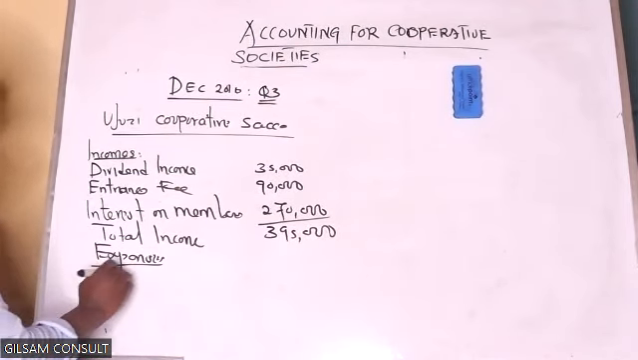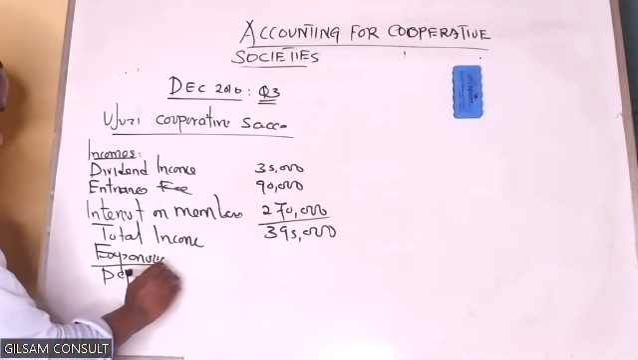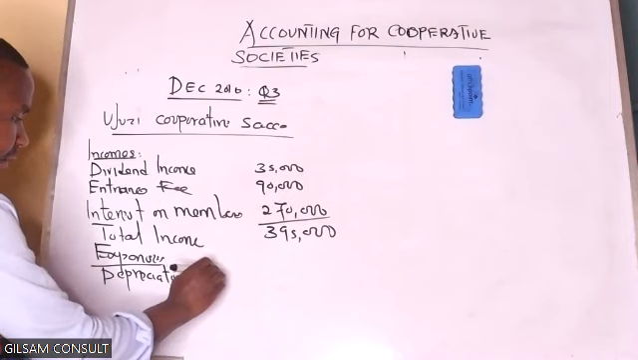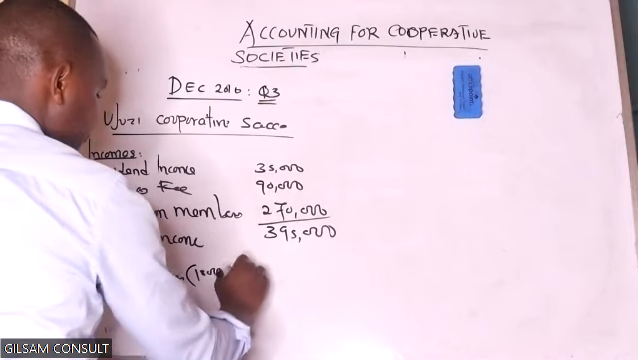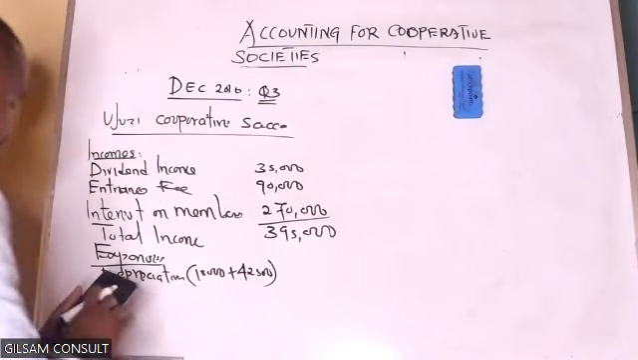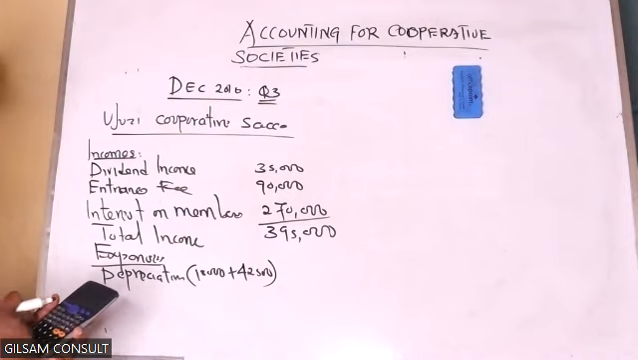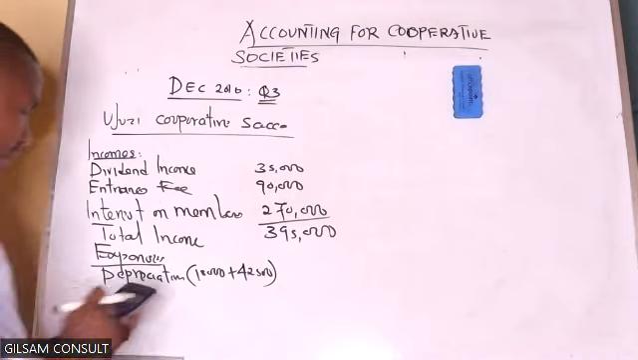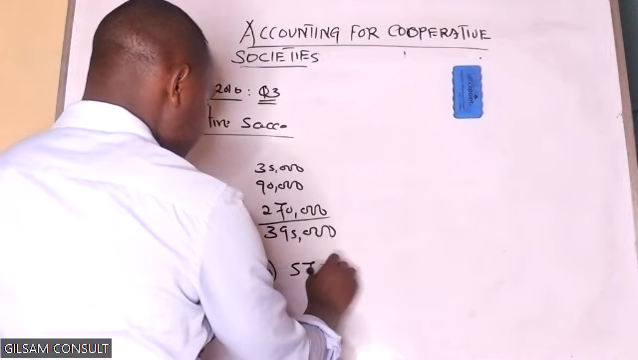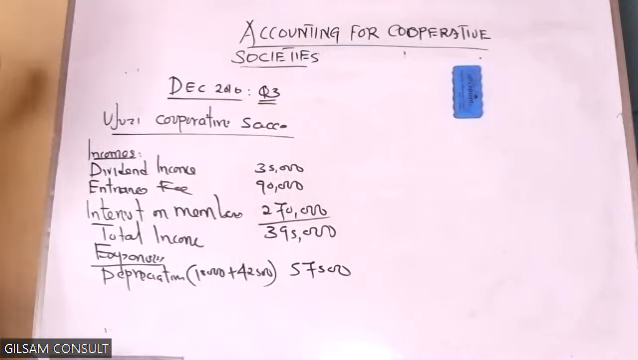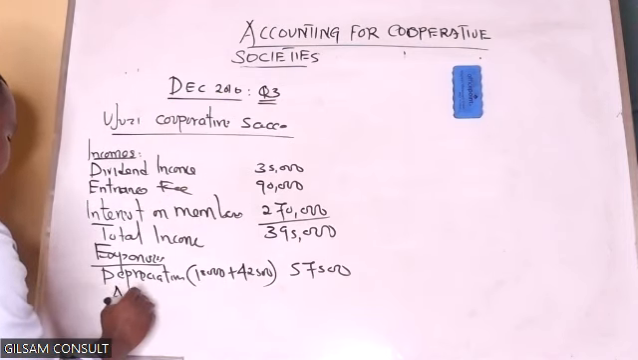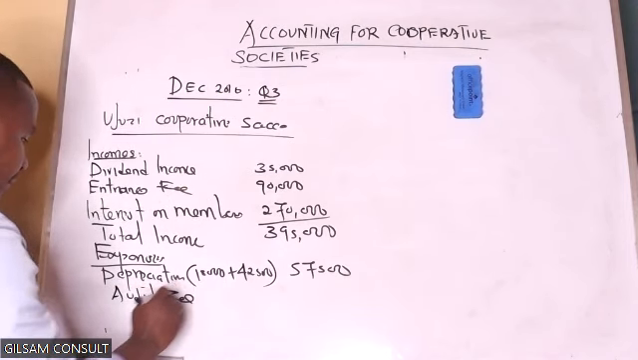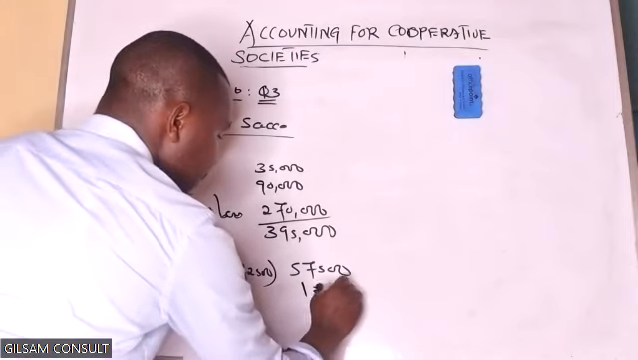Expenses, you can start with depreciation. You can add the two. It was 15,000 plus the one for furniture and fitting, 42,500. 15,000 plus 42,500, getting 57,500. That is depreciation. Then the audit fee. We are given an audit provision, so they have not paid. Remember to treat it as a liability of 12,000.